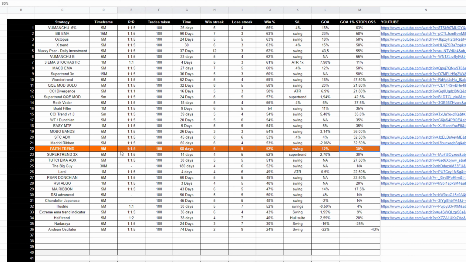So I'm not too sure about the strategy. I didn't have an insane win streak. I didn't have an insane lose streak. I had a gain on account, so it's not the best. It's not the worst. I think you could add this one to your portfolio, but I'm not going to.